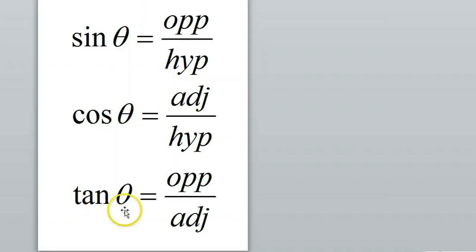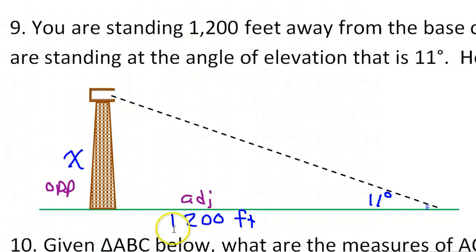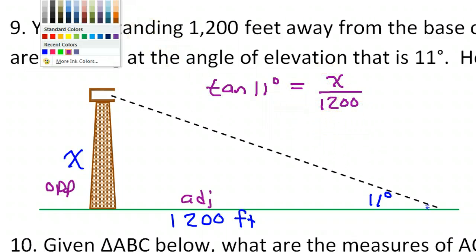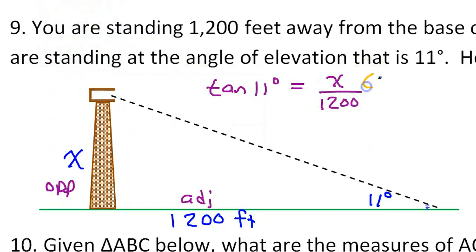Opposite, adjacent, you say? Why, that sounds like the tangent function. So let's do that. We're going to say the tangent of 11 degrees should equal opposite over adjacent. That's x over 1,200. So we just have to solve for x, and that is easily done by simply multiplying both sides by 1,200. That way the 1,200s will cancel, and if you just do 1,200 times tangent 11, that'll be your answer.